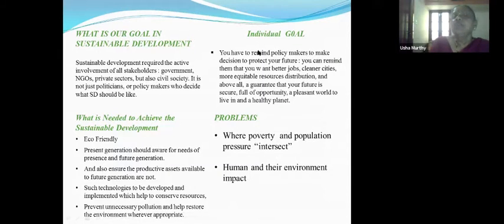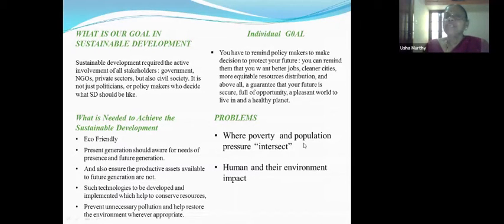Okay. Then what can an individual do actually? The basic thing is you have to remind the policy makers to make appropriate decisions to protect your future. You can also remind them that you want better jobs, cleaner cities, more equitable resources distribution, and above all, guarantee that your future is safe and secure, full of opportunity, a pleasant world to live in on this healthy planet.